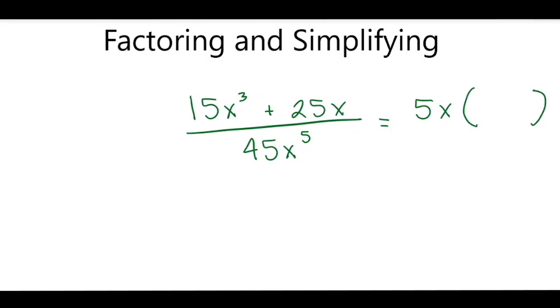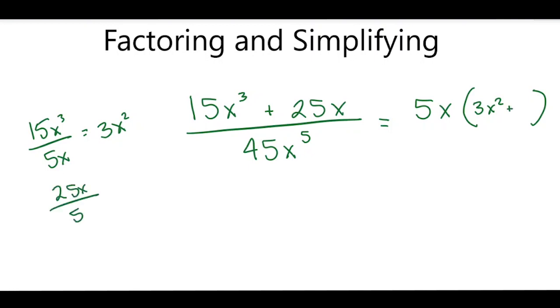And now what happens when I divide 15x to the third by 5x? I get 3x squared. So I will put 3x squared here, plus what is 25x divided by 5x? Well, these x's cancel, and 25 divided by 5 is 5. So this is plus 5.